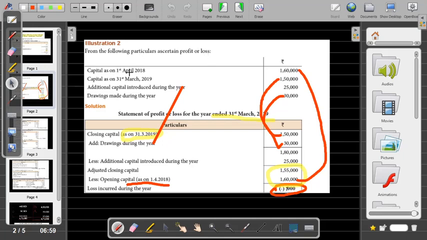Capital as on 1st April 2018, capital as on 31st March 2019. You can notice two dates here, one is 2018, another one is 2019. So let us assume this is the opening capital and this is the closing capital, because it comes towards the end of the accounting period. On 1st April 2018, the amount is 1,60,000, and as on 31st March 2019, the closing capital is 1,50,000. Clear?